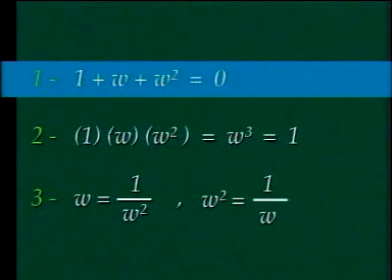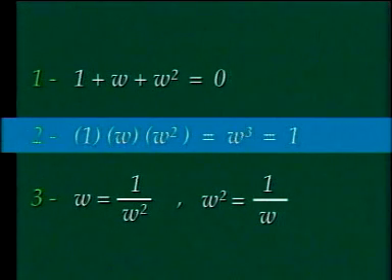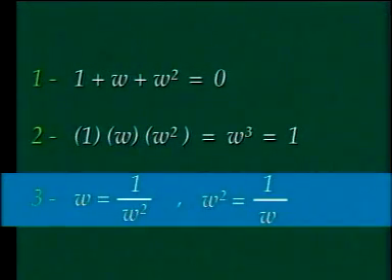First property is the sum of these roots, that is 1 plus omega plus omega square is equal to 0. Similarly, their product, that is 1 into omega into omega square, is equal to omega cube, that is equal to always 1. Similarly, omega is equal to 1 over omega square, and omega square will always be equal to 1 over omega.